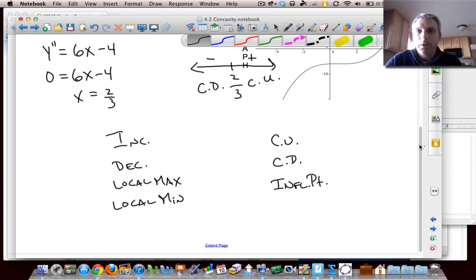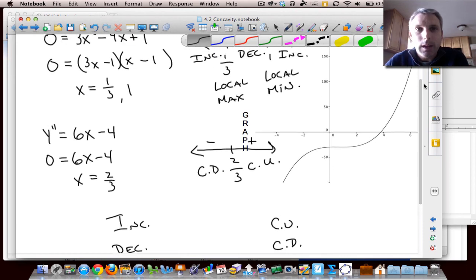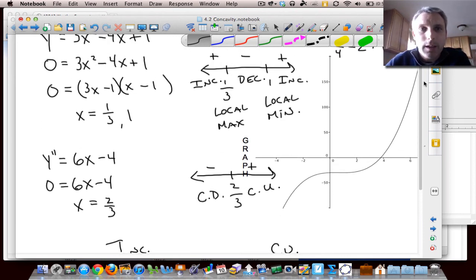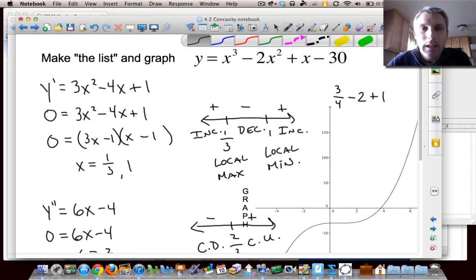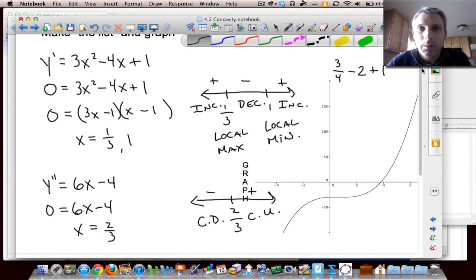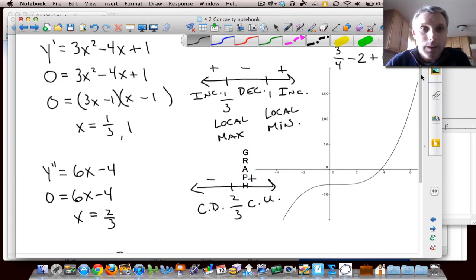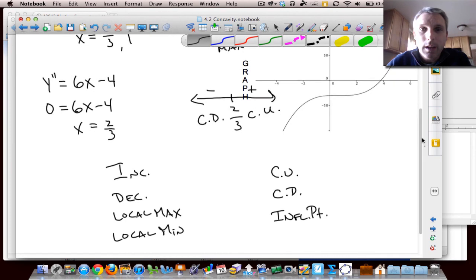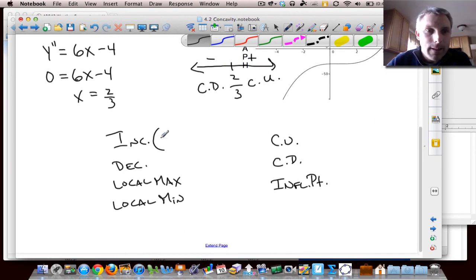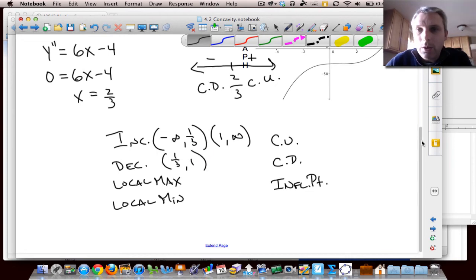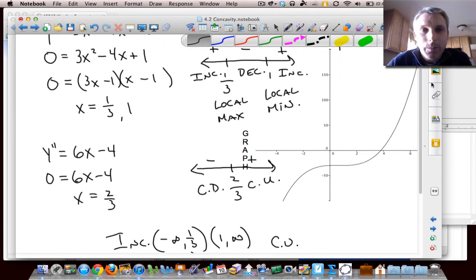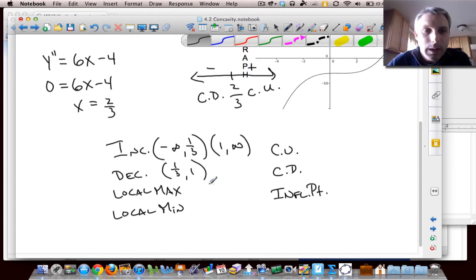So let me scroll back up here. Looks like I'm increasing at 2 points. Now this does not have a limited domain. It's all real numbers, so I have to list everything. Negative infinity to 1/3 and 1 to infinity. And it was decreasing between 1/3 and 1. I had a local max at 1/3 and a local min at 1.